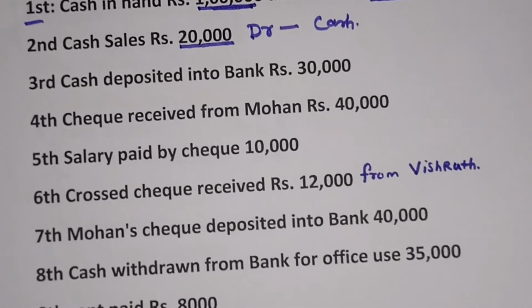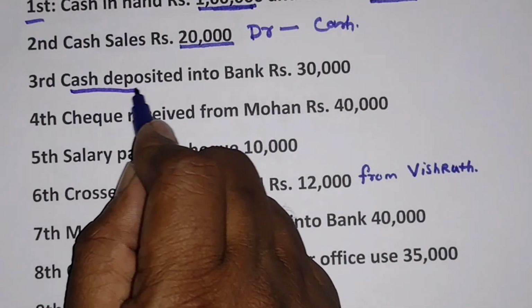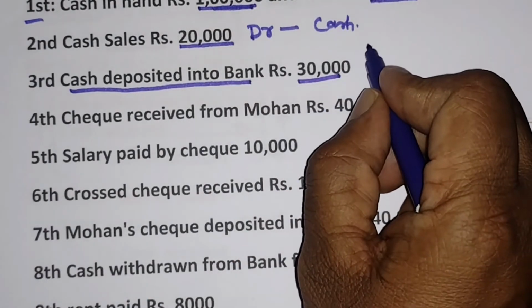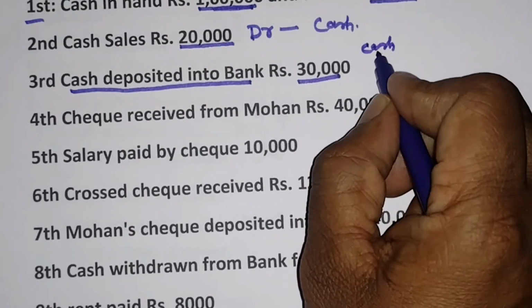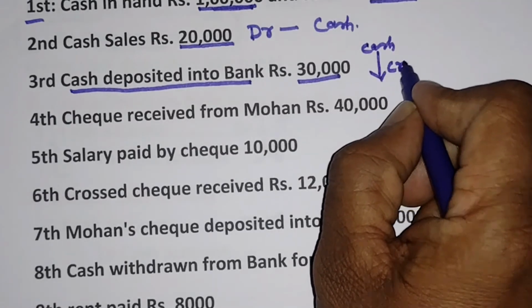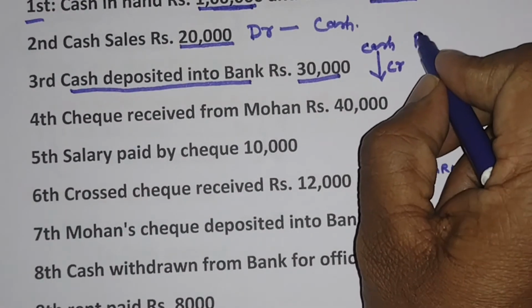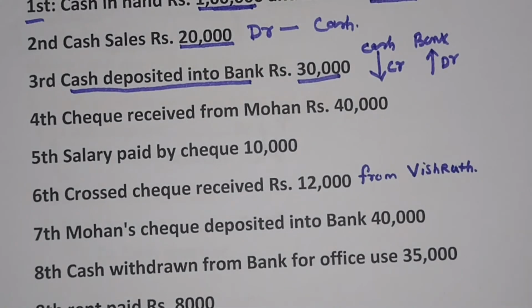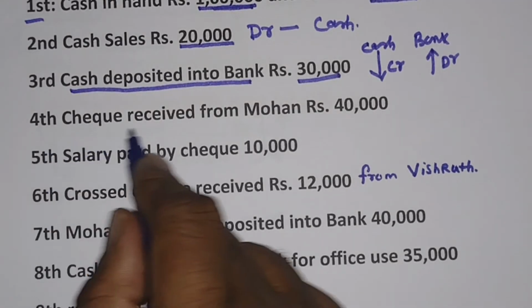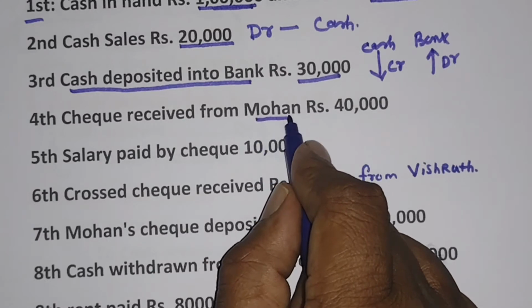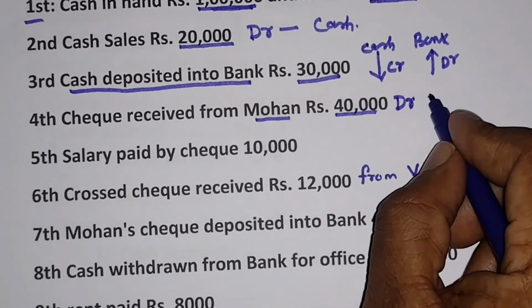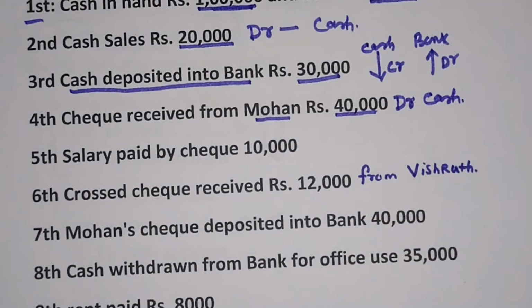Next one is the third one. You see, cash deposited into bank rupees 30,000. In the cash column it decreases, in the credit side, and in the bank column it increases, in the debit side, because debit what comes in and credit what goes out. Fourth one is check received from Mohan rupees 40,000 will appear in the debit side of the cash column.